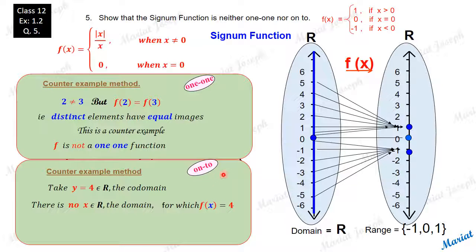What is onto function? Onto function is that function in which for every element y taken in the codomain, there should be an x available in the domain whose image is that y. And we took number 4, and number 4 has no x in the domain whose image could be that 4. So it goes as a counter example. Hence, we conclude that the signum function is not onto. So, signum function is neither one-one nor onto.